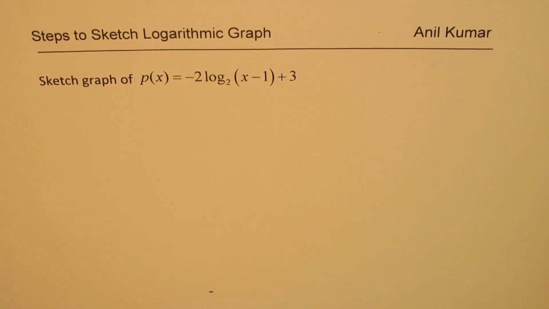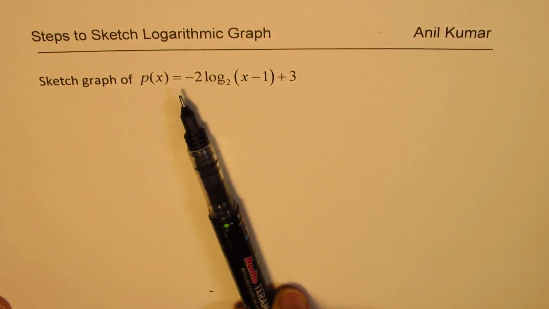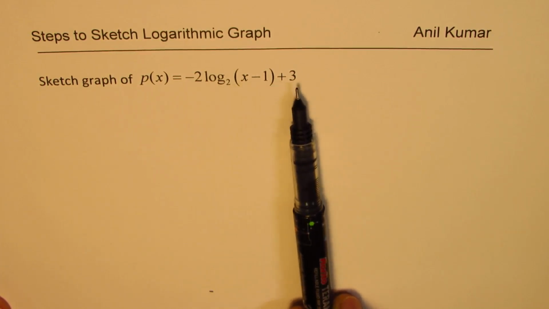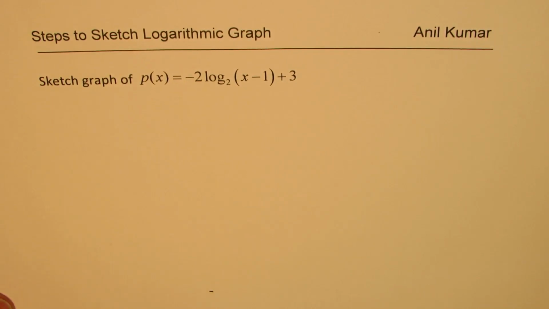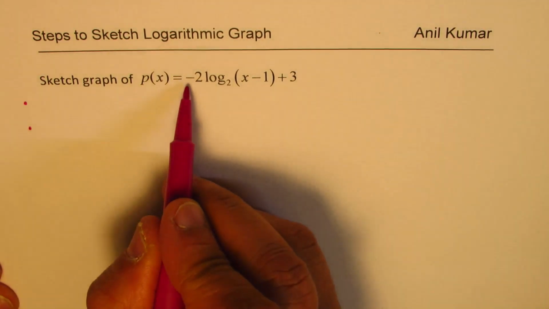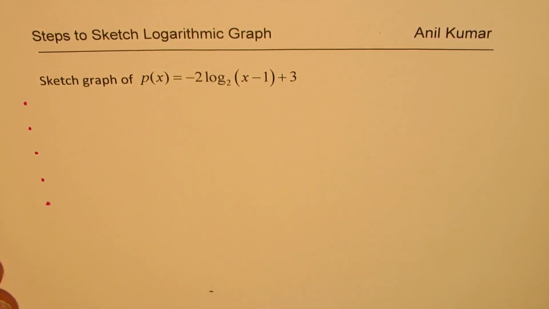Now let's look into the summary of what we have learned with the help of an excellent example. We'll sketch the graph of p of x, which is equal to minus 2 times log to the base 2 of x minus 1, plus 3. Now at this stage, I'm going to take my time to summarize all the concepts and go a bit slow, right? So let us first list all the transformations which we should be considering to sketch the graph of the given function, right? So each and everything here is related to transformations. So let's see how they are related.